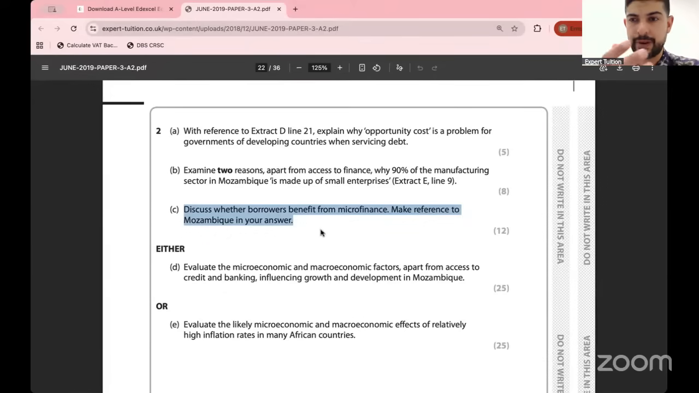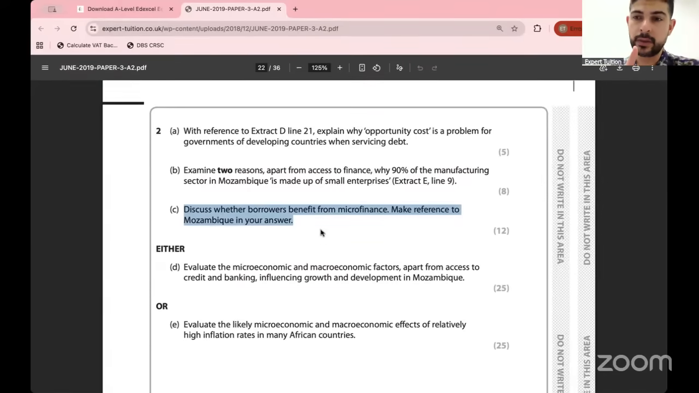So despite the fact that there aren't many banks, if microfinance banks set up, it allows people to increase their living standards. They can consume more. They can maybe lift themselves out of absolute poverty. Startups can use that money to invest, and then injection, multiplier, that.